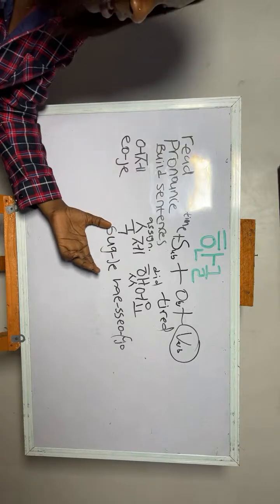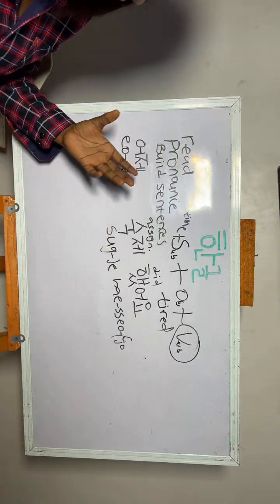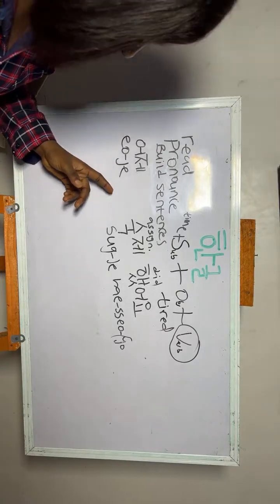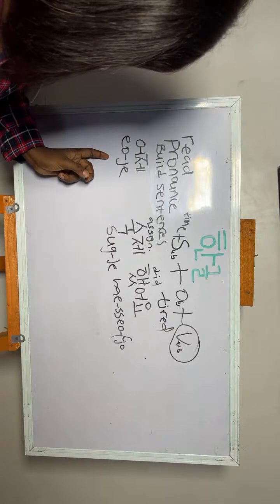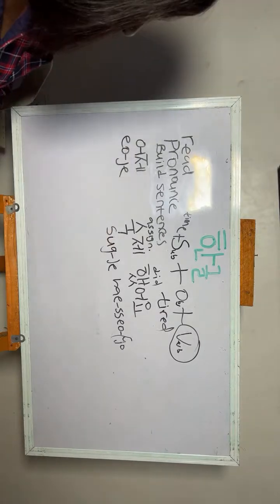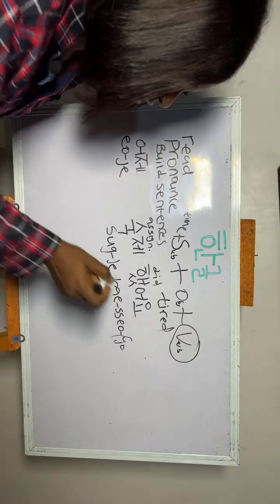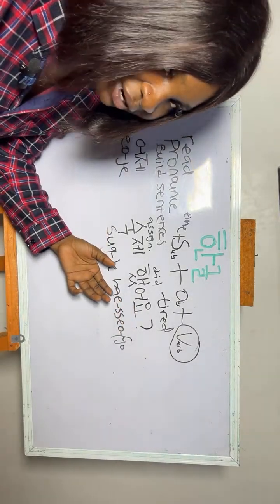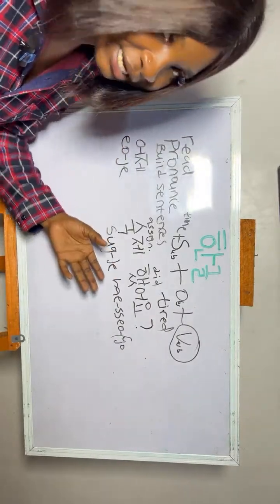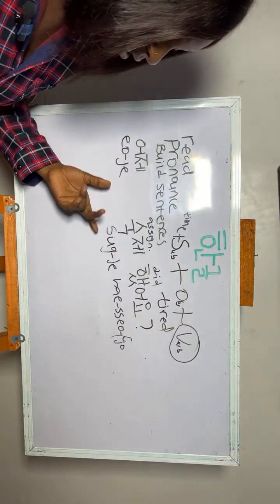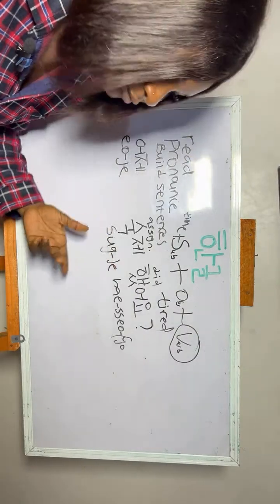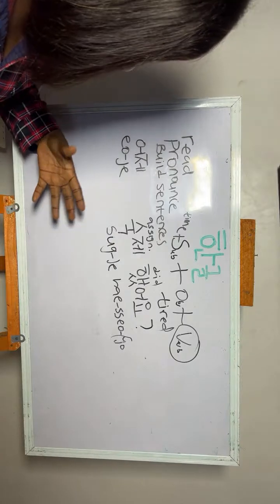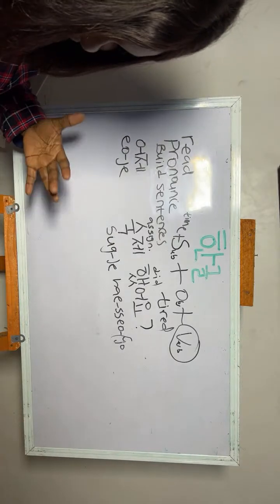어제 숙제했어요, which means I did assignment yesterday. I did my assignment yesterday. 어제 숙제했어요. So now, if I add a question tone here, this means did you do your assignment yesterday or did you do the assignment yesterday? 어제 숙제했어요. Did you do the assignment or did you do your assignment yesterday?